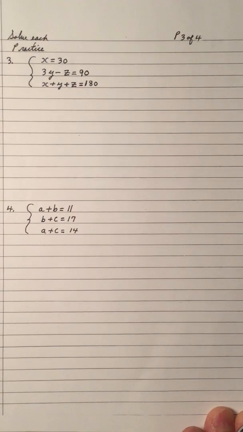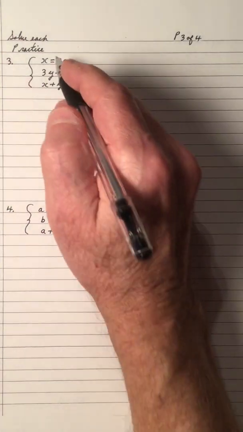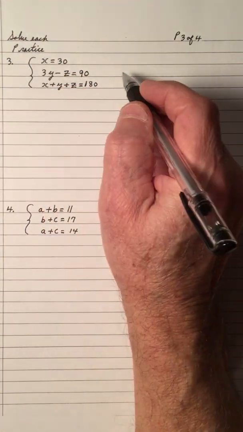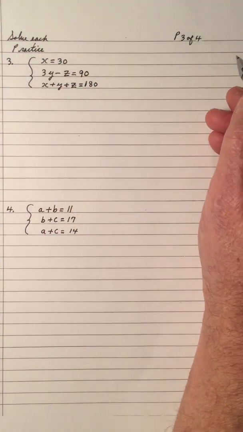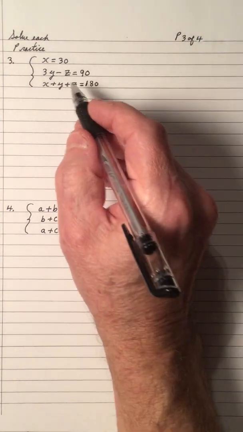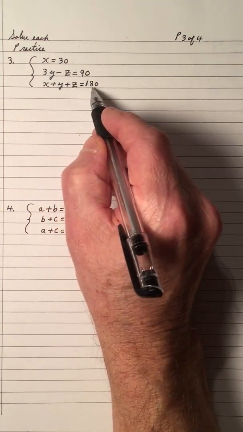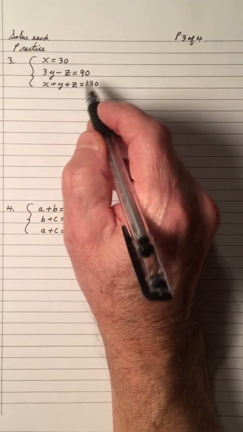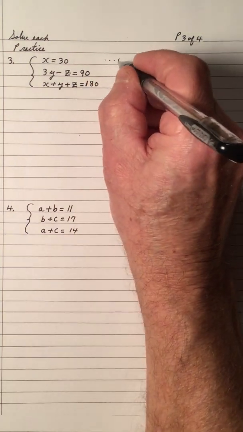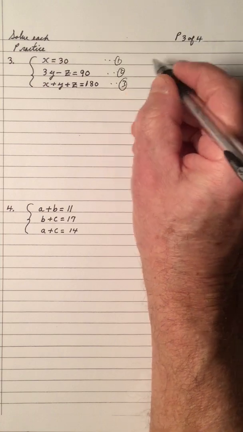Okay, let's continue. We have another one to do. Again, practice: pause the video, work it out, and press play after you get it done to see if you can do it right. Notice in this one we have an x, a y, and a z, 3 variables. And because we have 3 variables, we have 3 equations, number 1, 2, and 3.